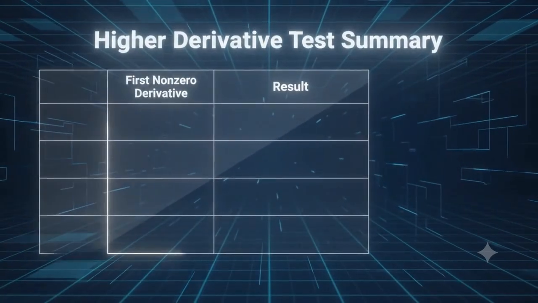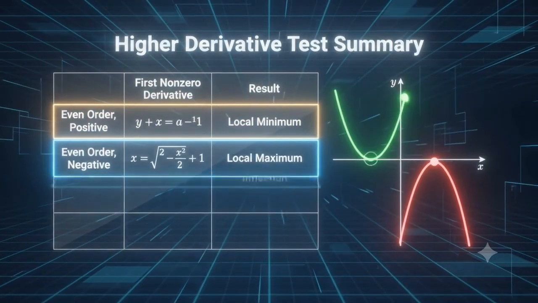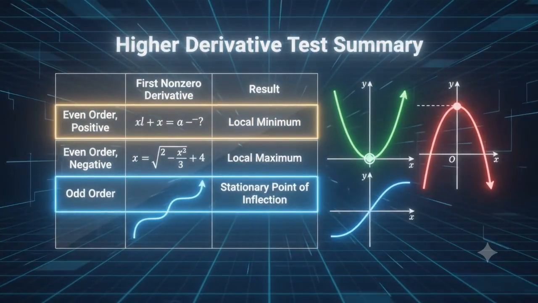Remember this simple rule. Find the first non-zero higher-order derivative. If its order is even, the sign determines a maximum or minimum. If its order is odd, the point is a stationary point of inflection.